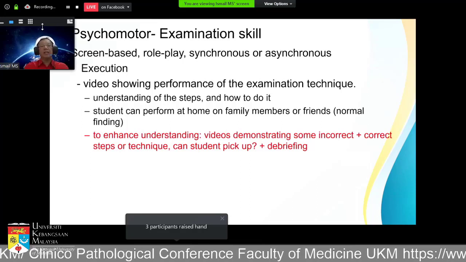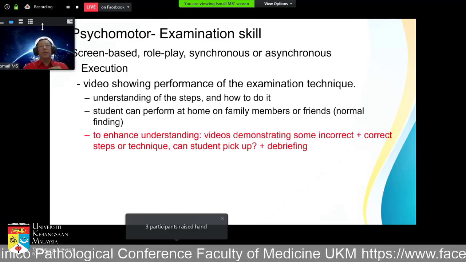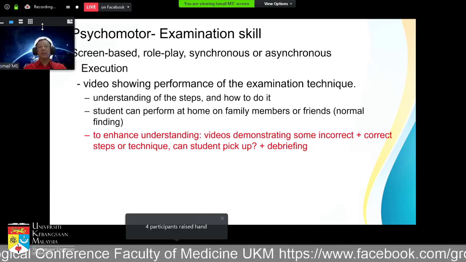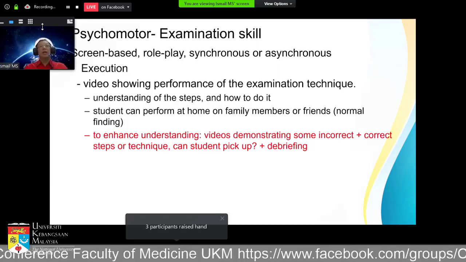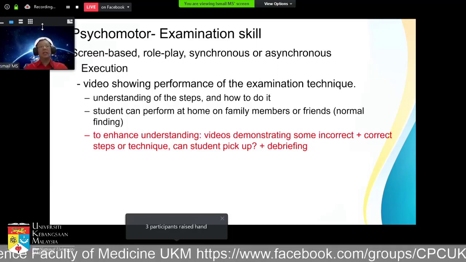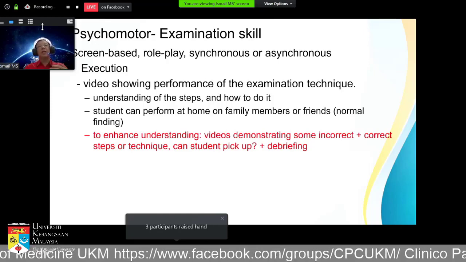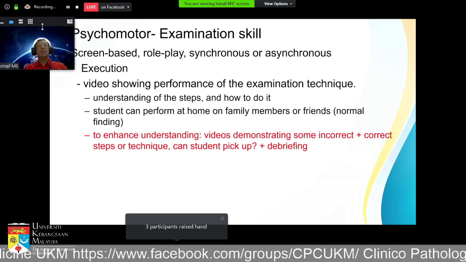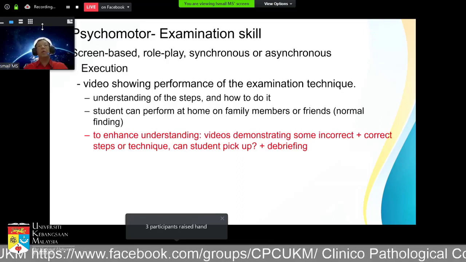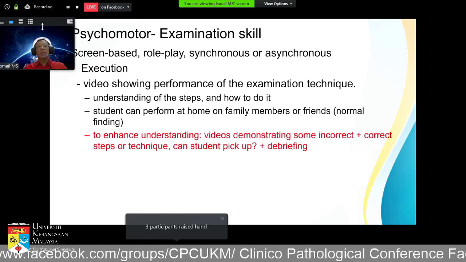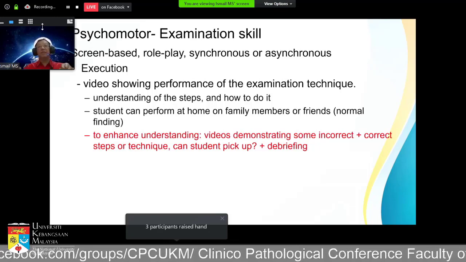So in terms of execution, to see whether we can teach the student how to do a certain examination, I think that's quite easy. We have the video. We show the performance of the examination technique, and basically we can discuss with them, so then for them to understand how to do it. And basically we can ask the student to perform this thing at home with their family members or with their friend. The only thing is that their friend will have normal findings.